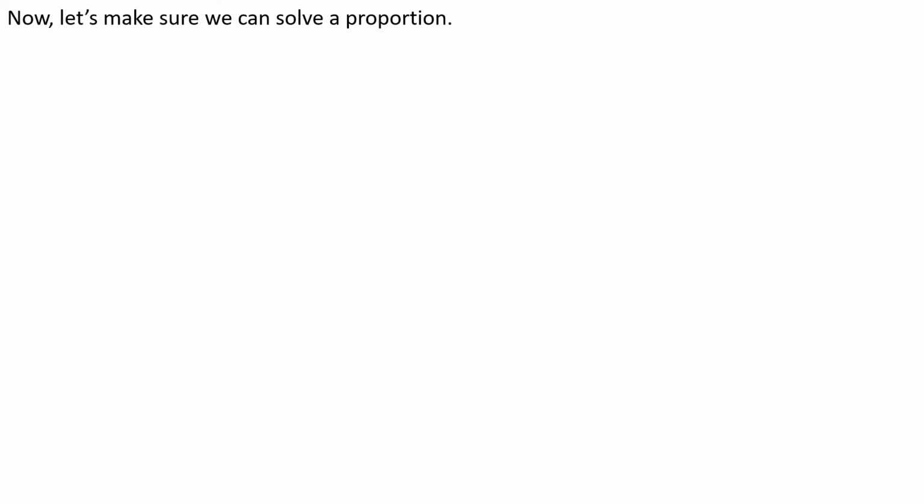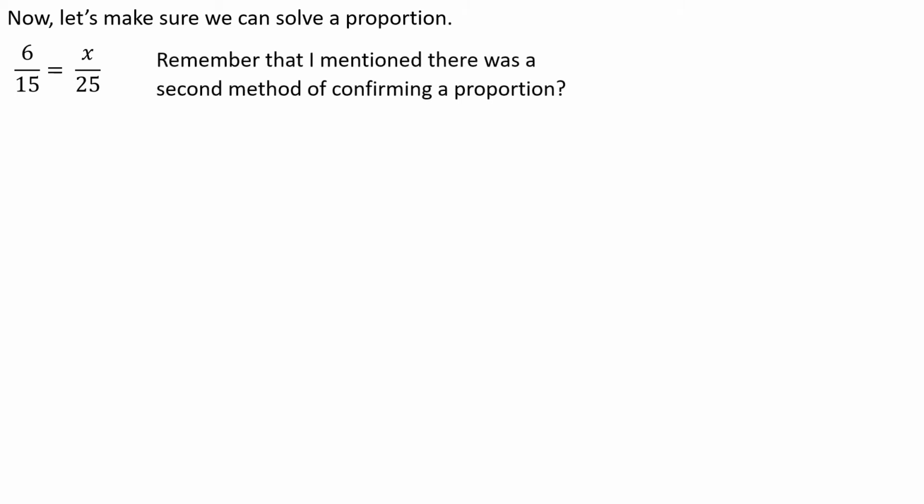Now, what if we actually want to solve 6/15 equals x/25? Reducing the fractions really doesn't help me too much because I don't know how on earth I would reduce an x/25. So what was that second method? Cross multiplication, right? We're going to cross multiply.